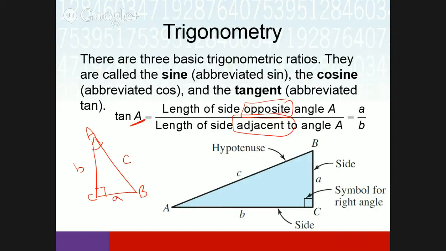Every triangle is going to have the same ratios. No matter if they're really small triangles or huge triangles, the ratio of the angle is going to be the same. So if I have a 30-degree angle, the ratio is the same for a tiny triangle or a huge triangle. And that's how trig works.